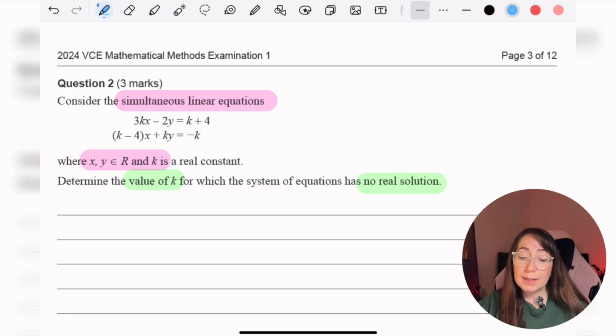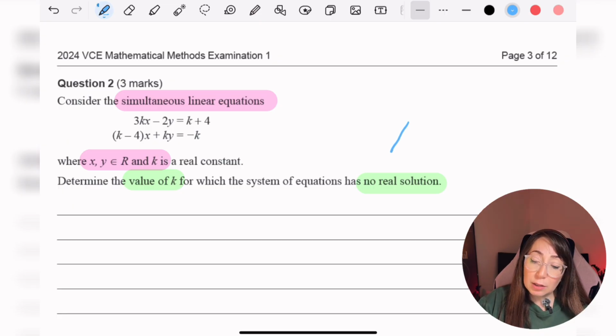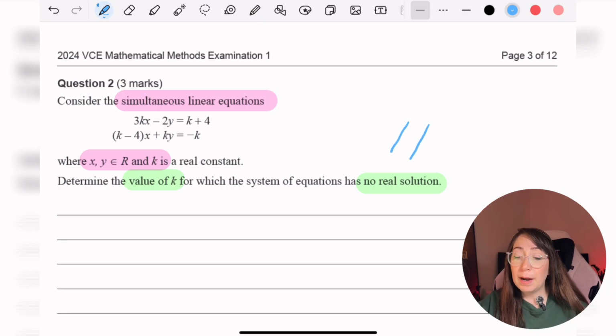So we want to kind of break that down a little bit. What does no real solution mean? It means that the lines are parallel, and parallel lines have the same gradient, but they do not have the same y-intercept. So that's essentially what we want to do.